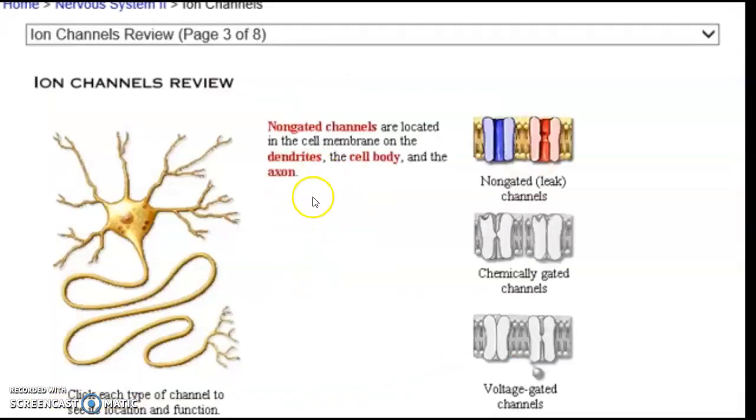Okay, this very important concept we talked about last video, but I'm going to go ahead and repeat it. It's that important. We find these leak channels, also called non-gated channels, everywhere, because they're responsible for that resting membrane potential that occurs everywhere. Again, they're everywhere. They're responsible for the resting membrane potential.